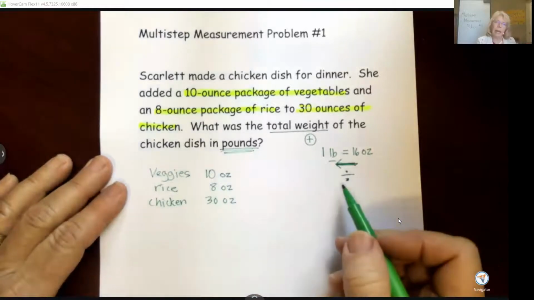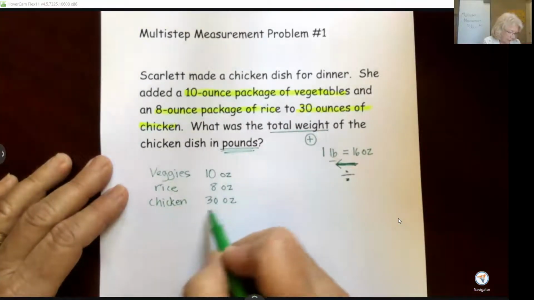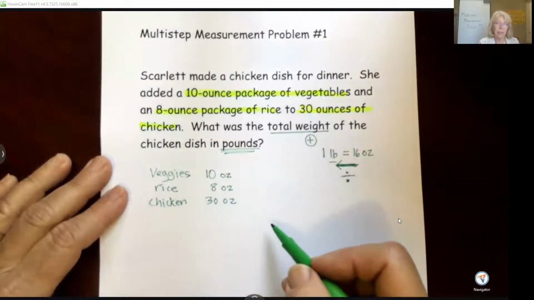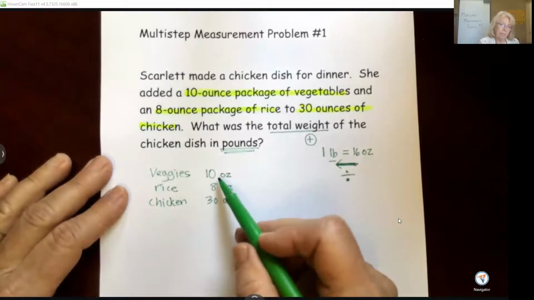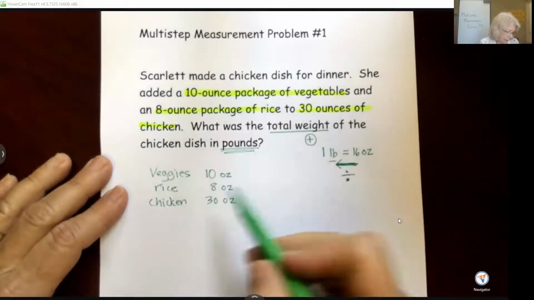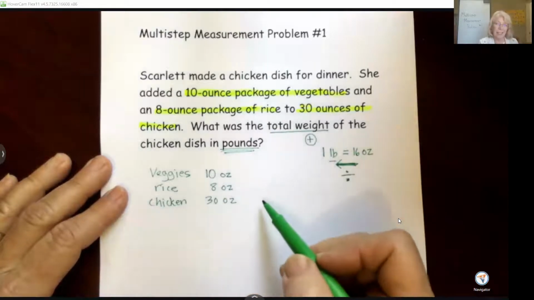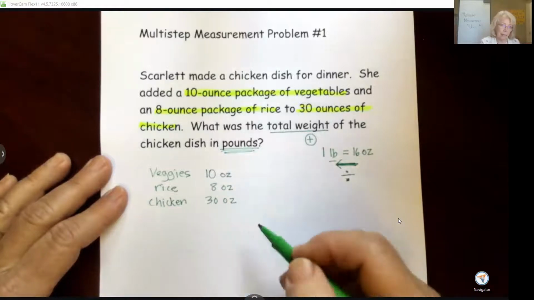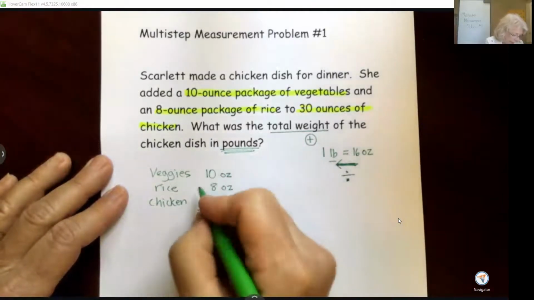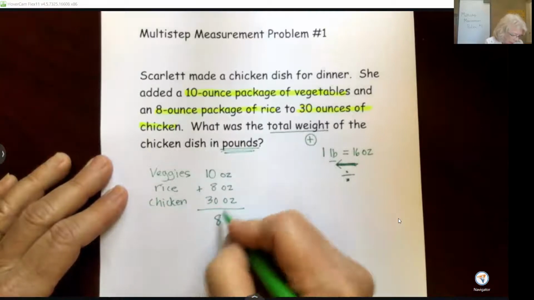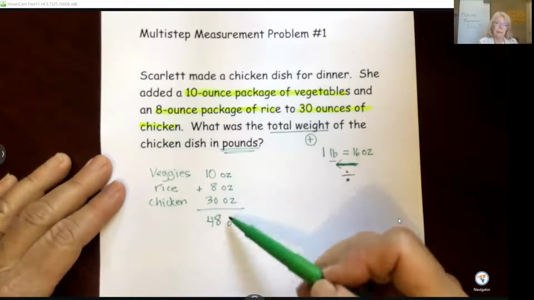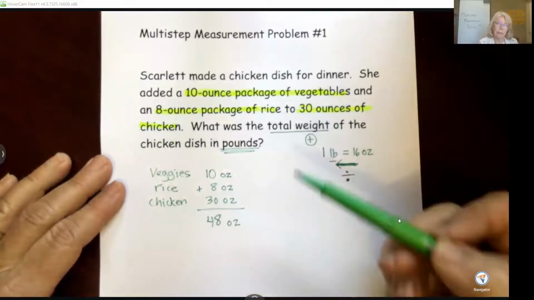Now you might ask me, how do you decide, are we going to add these first and then convert, or convert them first and then add? Great question. I look at these numbers and I say, do I want to divide 10 by 16 and 8 by 16 and 30 by 16? And I think, no, those are going to give me some messy numbers with decimals, and I am going to instead add first and see if I get lucky. So we add these together and we get a total of 48 ounces combined for our total weight. Now we need to divide.